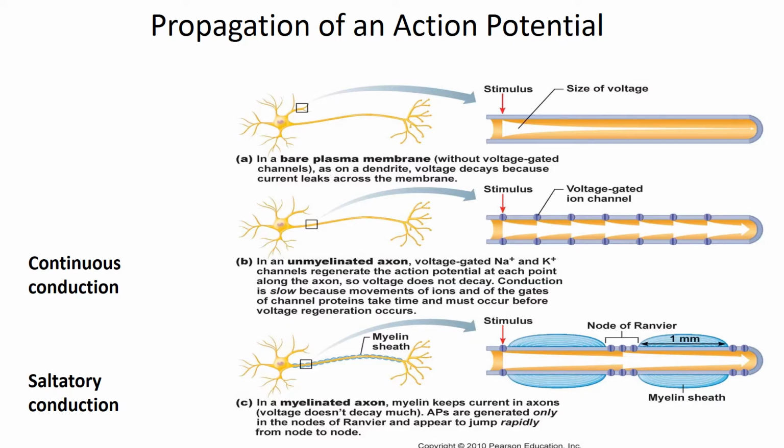The action potential is generated only in the nodes of Ranvier. And so the action potential jumps from node to node, and this type of propagation is called saltatory conduction and is very rapid. So myelin on the myelinated nerves causes the local depolarization to jump to the next node and then from node to node.